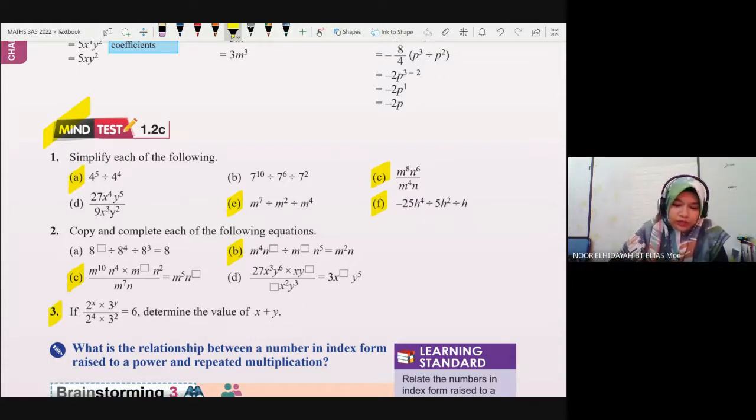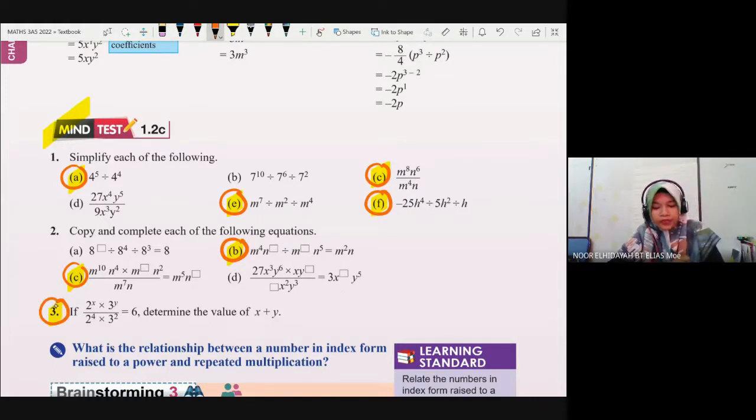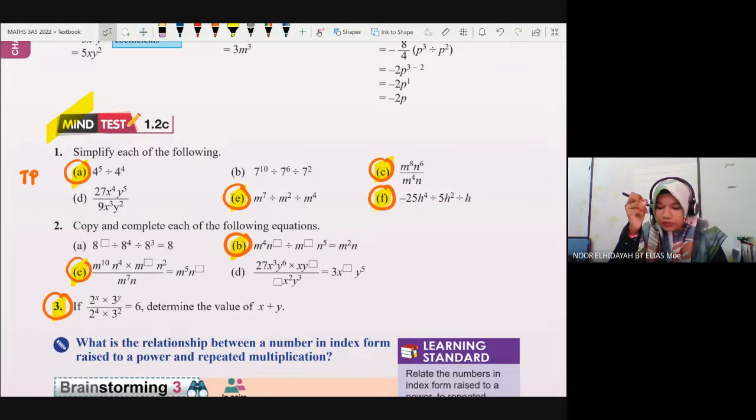Alright, I repeat, question 1A, C, E, F, question 2, B and C, and also question 3. Kalau ikut penilaian PBD, untuk question 1 is TP, this one is TP3.